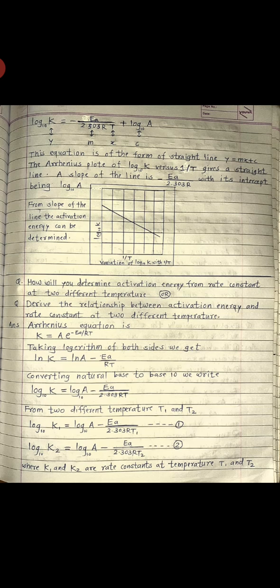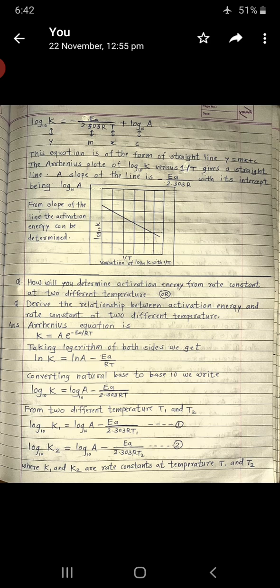The value of the rate constant will change at two different temperatures. From two different temperatures T1 and T2, the rate constant is given by log to the base 10 K1 is equal to log to the base 10 A minus EA upon 2.303 RT1. This is equation number 1. Second one, log to the base 10 K2 is equal to log to the base 10 A minus EA upon 2.303 RT2, where K1 and K2 are rate constants at temperature T1 and T2.